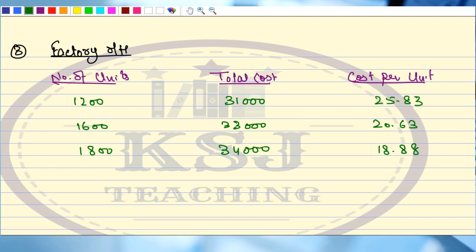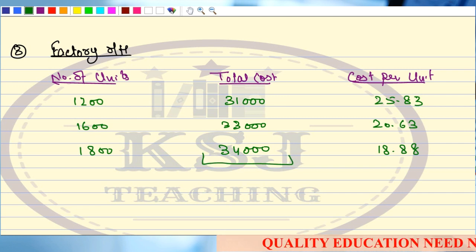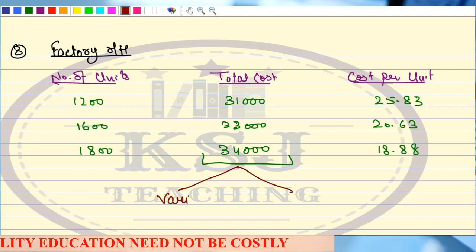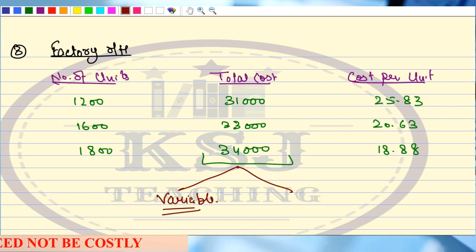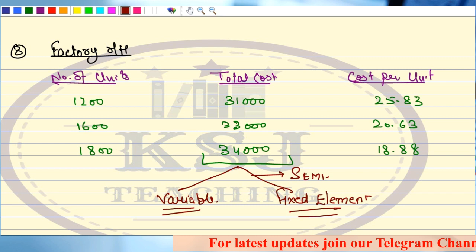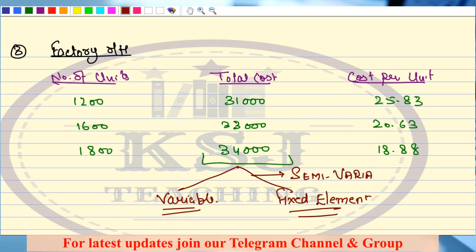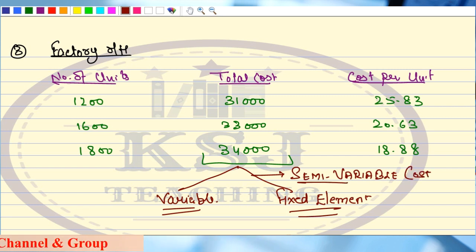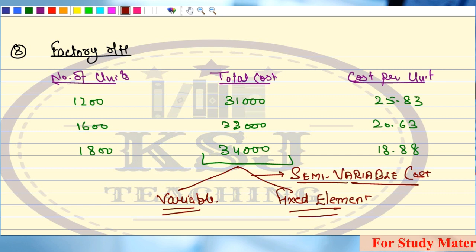It is not constant. So that means, in case of factory overheads, this cost has two elements: one is the variable element, and the other is the fixed element. That means this is my semi-variable cost, right? So the question here is, how to calculate the cost per unit now in this case? How to calculate what will be my factory overheads in this case?